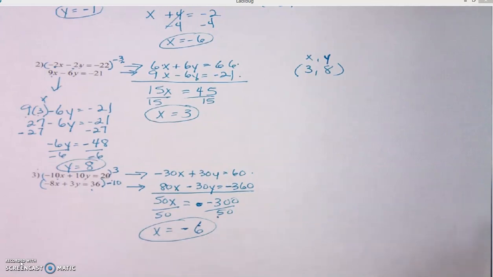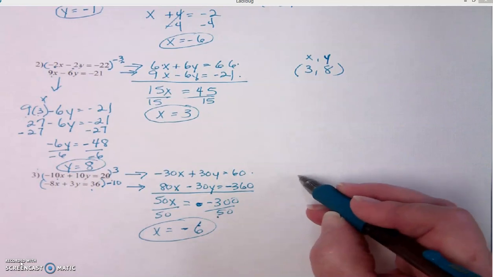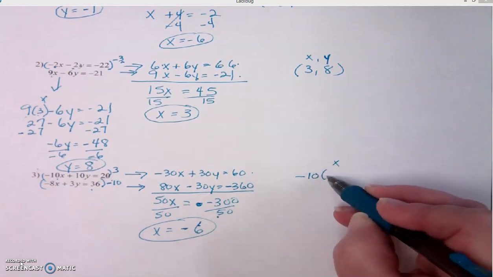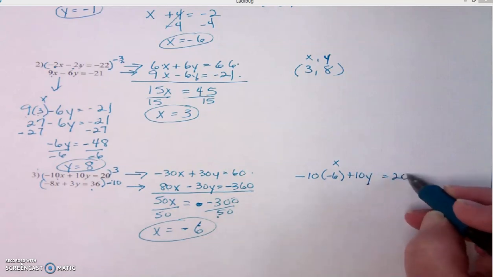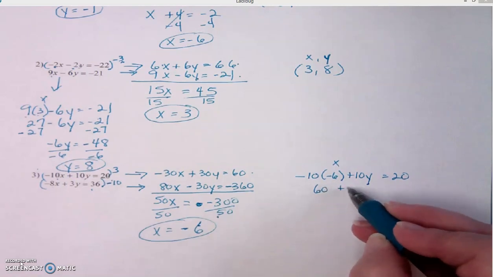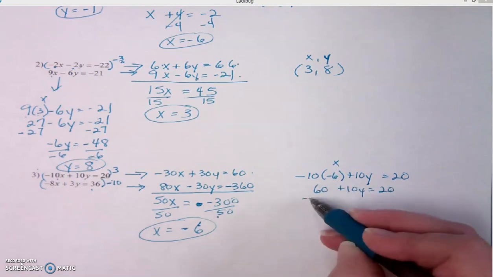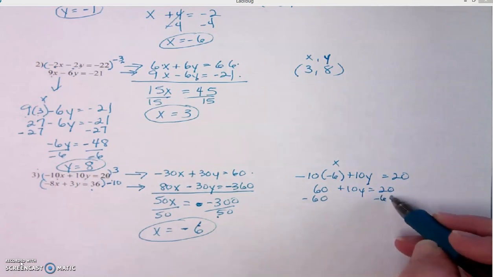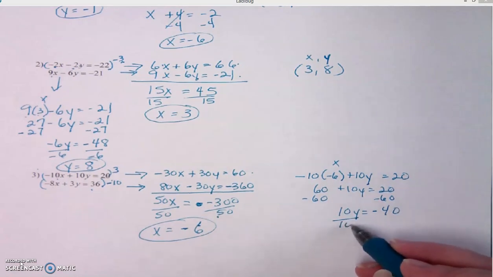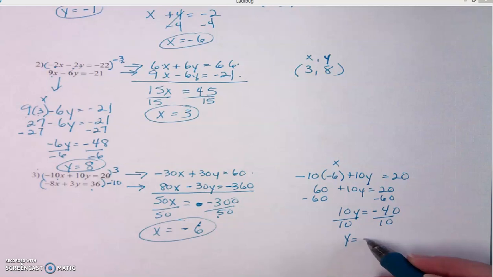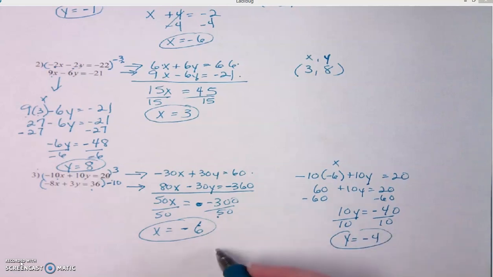I still need to solve for y. So I can go back into either one of these two. I would use the original equations. So say I use the first one, I'm going to have negative 10 times my x, which is negative 6, plus 10y equals 20. This is a positive 60 plus 10y equals 20. Subtract 60 from both sides, and I have 10y equals negative 40. Divide both sides by 10, and y will equal negative 4. So my solution set will be negative 6, negative 4.